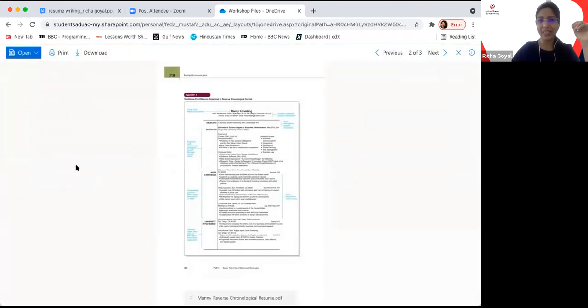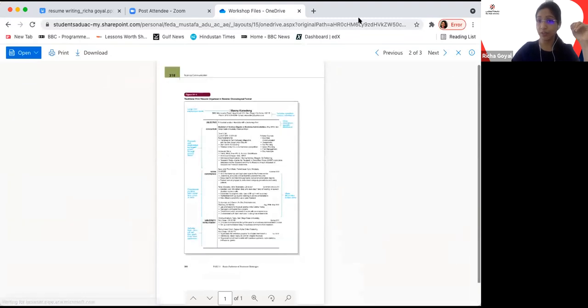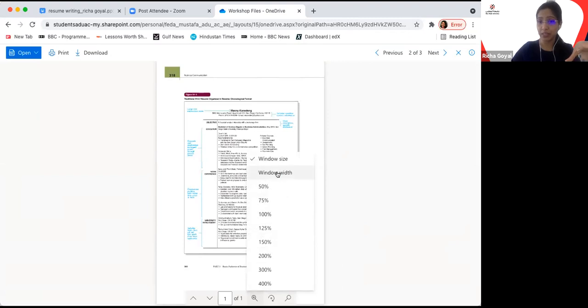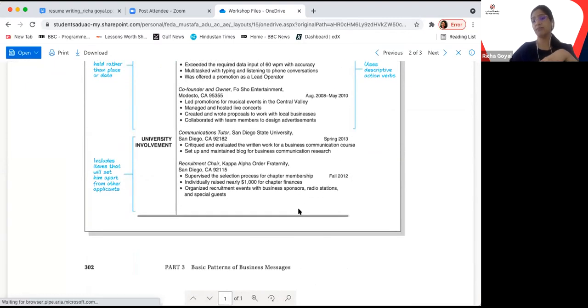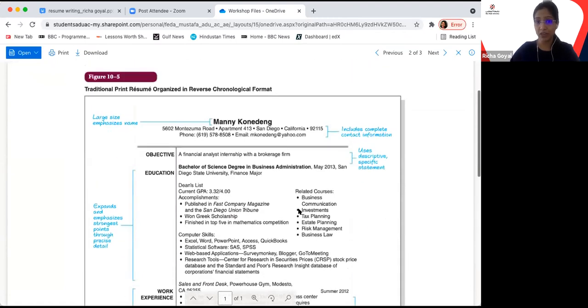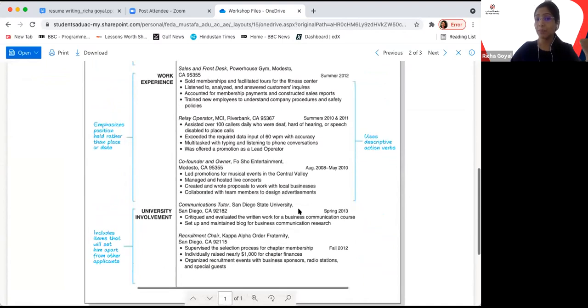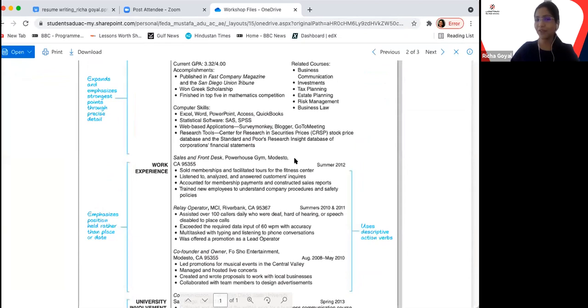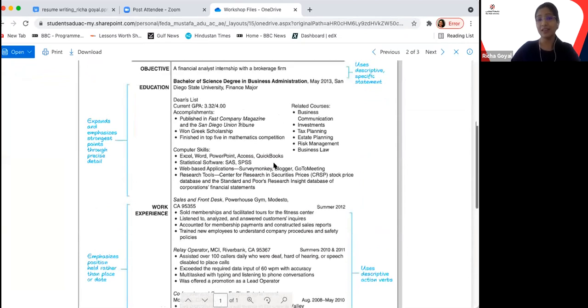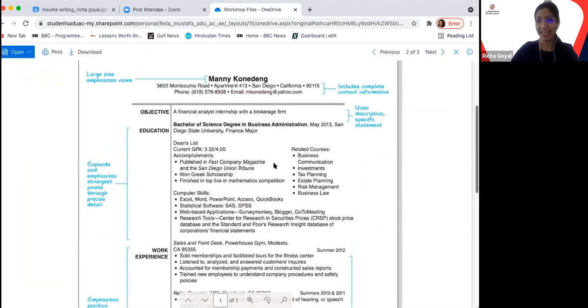So this is Manny's resume. This is also in reverse chronological order. As you can see, it's also a one-pager resume. So a resume is a summary. It's not very long. So maximum you can have 2 pages. These ones are one-pager resumes. Very reader-friendly. Very doable in 6 seconds, not difficult for the reader, okay, to read and scan.